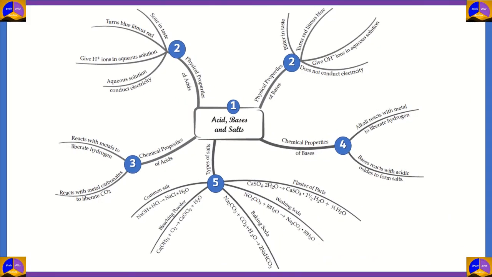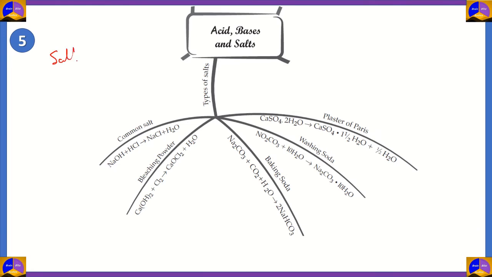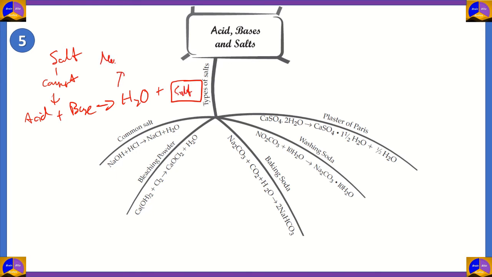Now, we move on to the final part of this episode of this mind map, and that is salts. So what exactly is a salt? A salt is basically a compound formed when acid reacts with a base to form water, and the salt is basically a byproduct of that reaction. So acid plus base giving us water plus salt is what we call a neutralization reaction. The reason it is called a neutralization reaction is because the water that is formed is actually neutral.